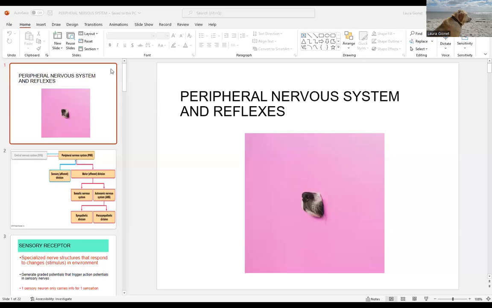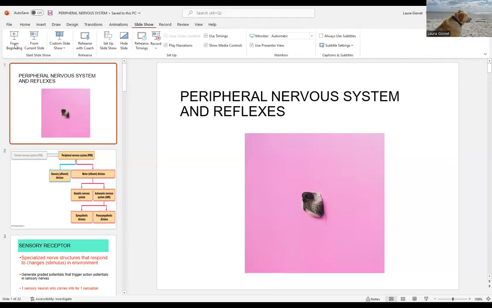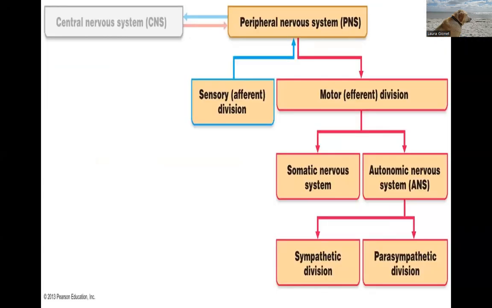Okay, we are on the peripheral nervous system. All right, so when it comes to the peripheral nervous system, remember we looked at the general plan at the beginning of the nervous system. We had the central nervous system, brain and spinal cord. Then you had the peripheral nervous system.